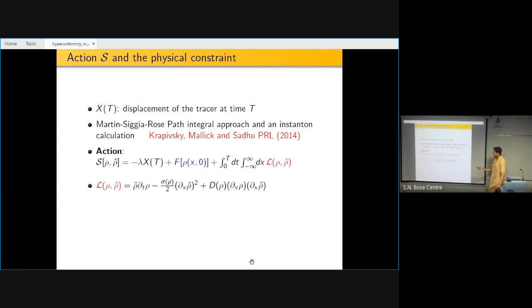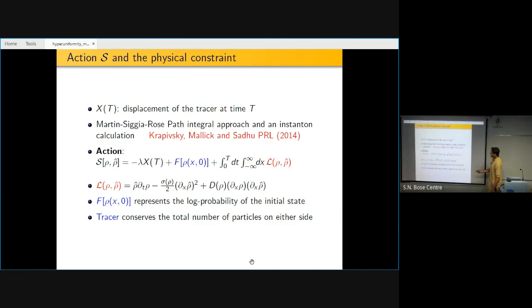So this is the action that you have. This lambda is a Lagrange multiplier, and you have this x. This f term represents the log probability of the initial state, which holds any information about the density fluctuations of the initial state. And you have a Lagrangian part, which comes from the dynamics. Here, this rho hat is a response field that you introduce in this Martin-Siggia-Rose formalism to define the Dirac delta functional. These are technical things, but the whole point is this is the action which I have to minimize and obtain the density field that minimizes the action, and it is that density field that we are going to use to calculate the variance of the position of the tracer. This is the crux of the calculation.